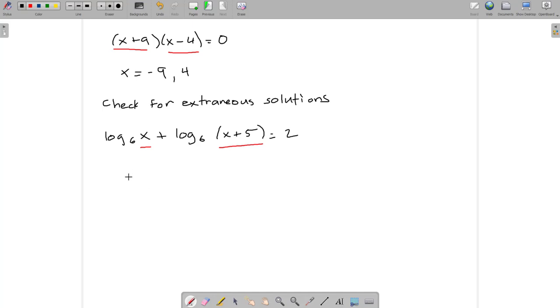So you'll notice that if I plug in the positive 4, we're fine in both cases, right? Because I'll have log base 6 of 4, log base 6 of 4 plus 5 is 9, so those are fine. But if I plug in that negative 9, I'm going to end up with log base 6 of a negative number. So, can't take log of a negative number.